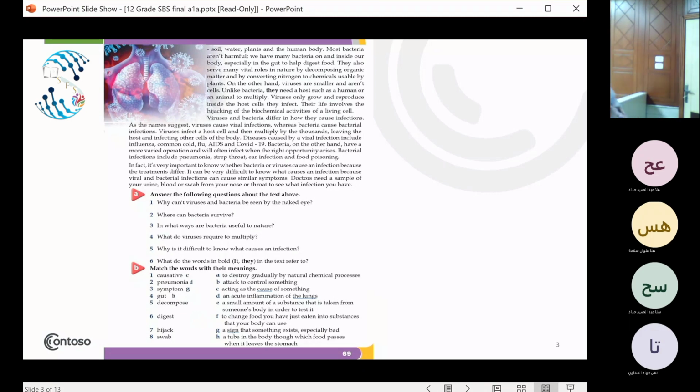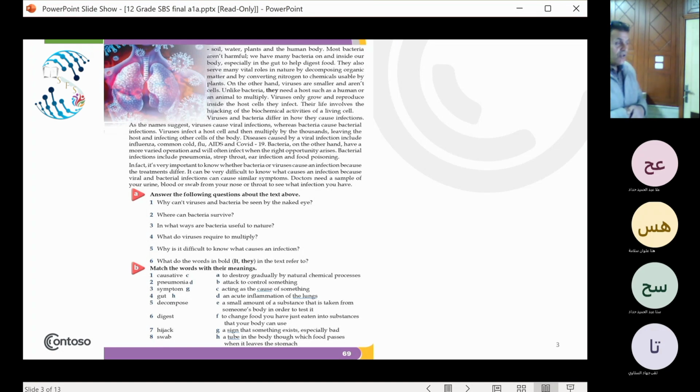The fourth word is gut. What does it mean? What is the key word here? The key word here is tube. A tube in the body through which food passes when it leaves the stomach.